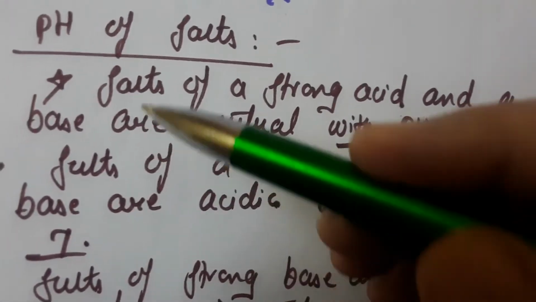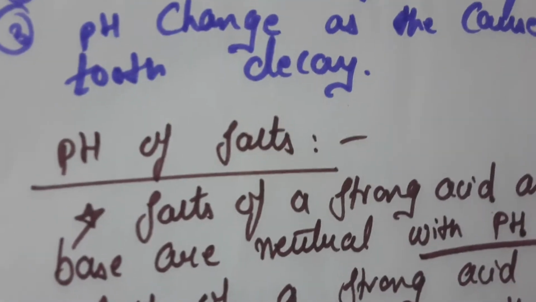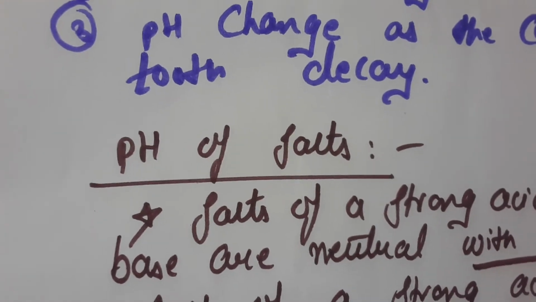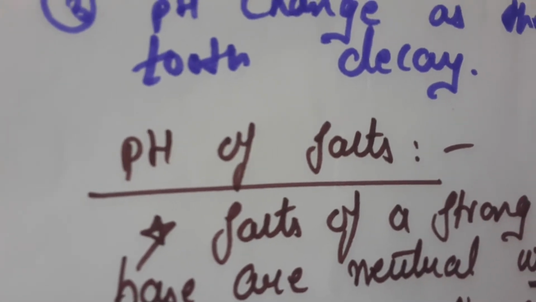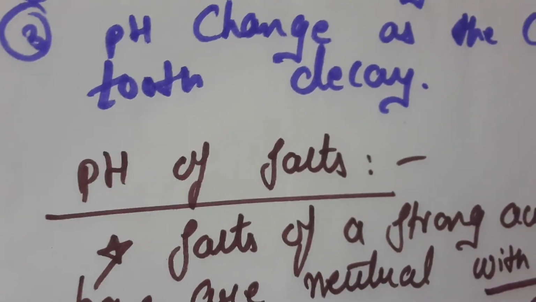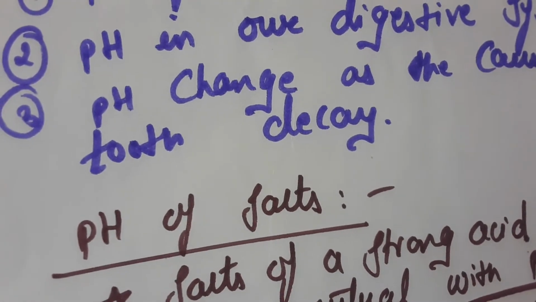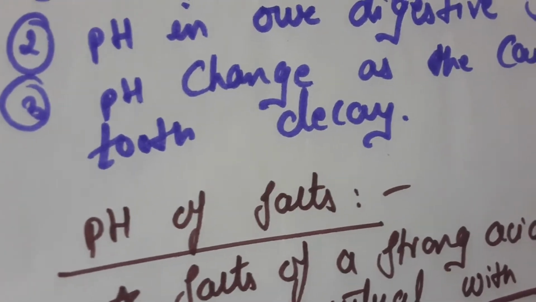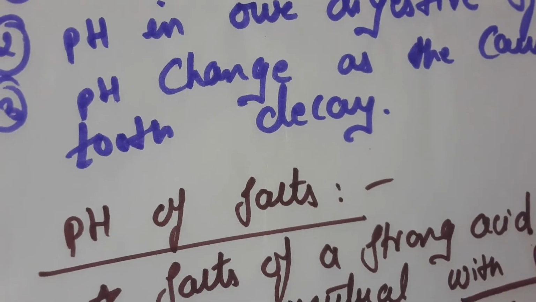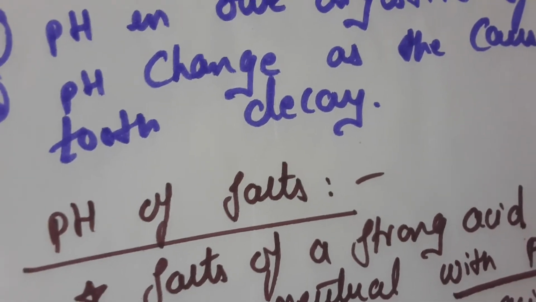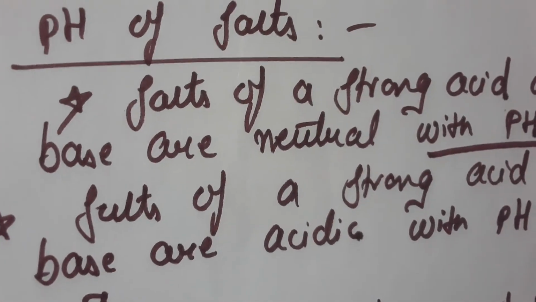These are the 3 important points related to the pH of salts that you have to note down in your book. About salts, I'm going to explain in detail in the next session. Salts having the same positive or negative radicals are said to belong to a family. For example, NaCl and Na2SO4 belong to the family of sodium.